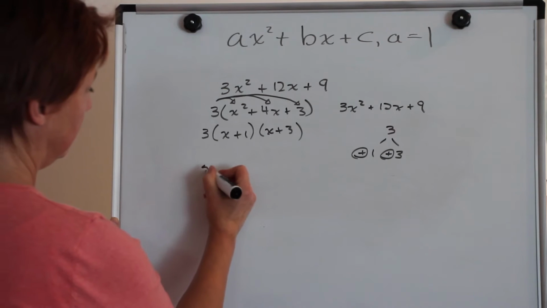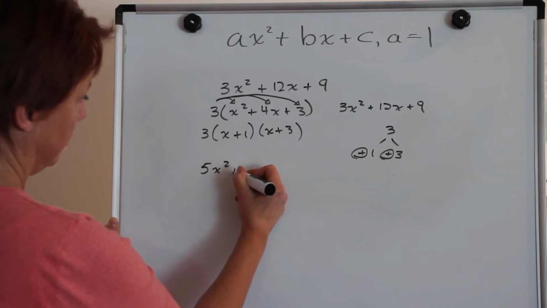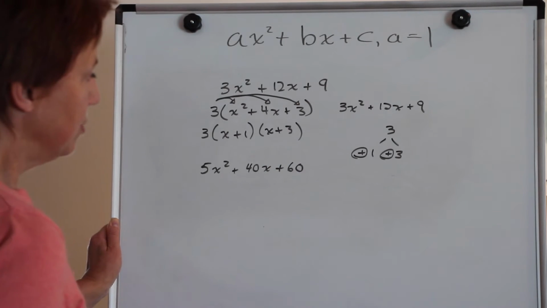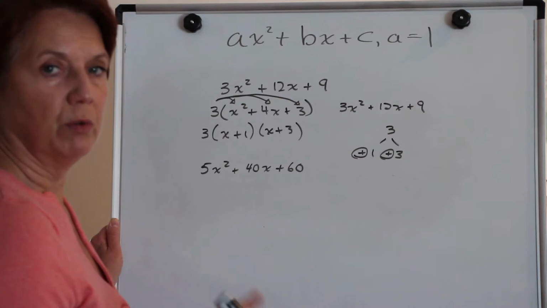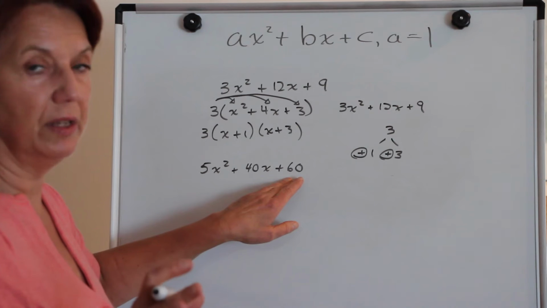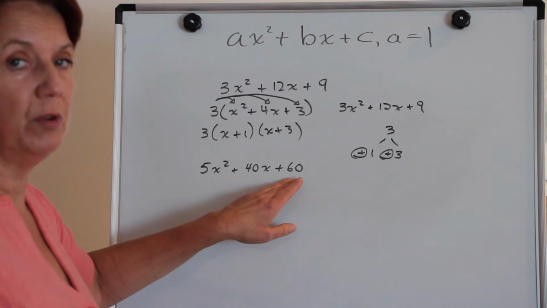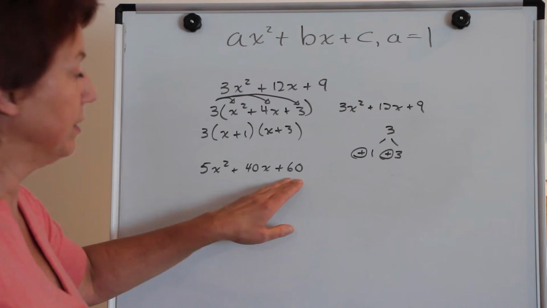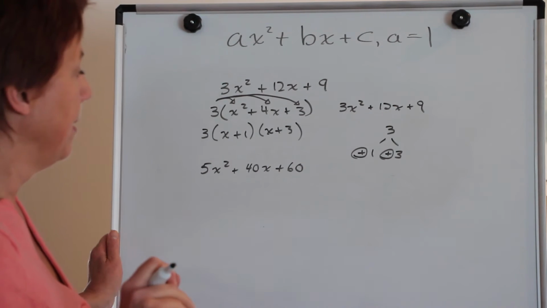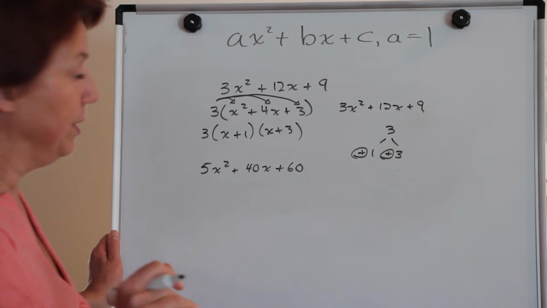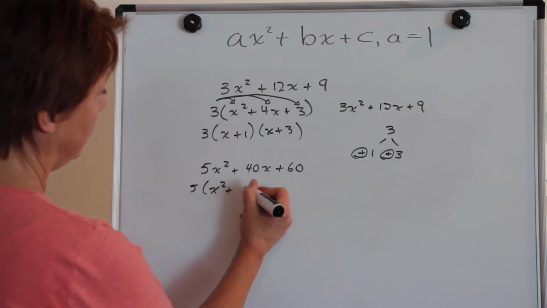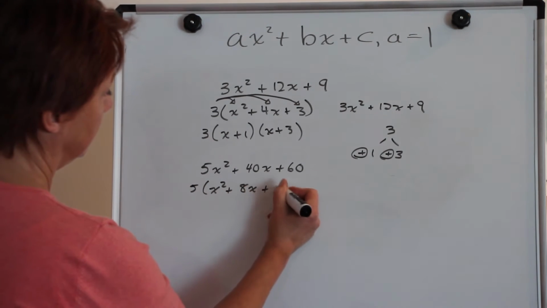Next one we'll do is 5x squared plus 40x plus 60. As we'll see in a later video, if you don't notice that there's a common factor between the three terms, it's not the end of the world. It will make your job easier if you notice it, because then the numbers are smaller, and smaller numbers are always a little bit easier to work with than bigger numbers. But we'll leave that for another video, and for now we'll take out the 5 and we will get that.